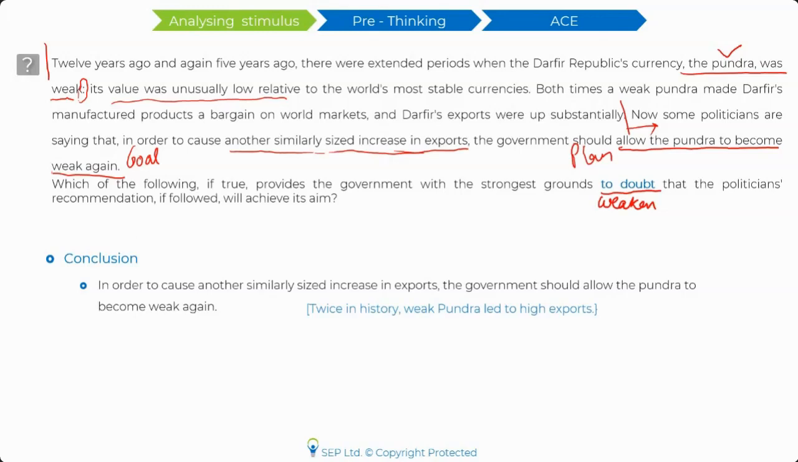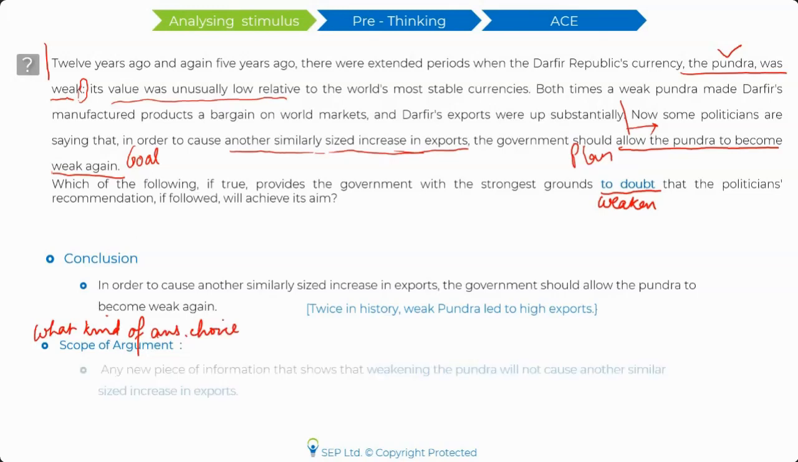That's based on that. And what is the scope of the argument? Like, what kind of answer choice are we looking for? So even if you're not able to pre-think, you can think like this. We are looking for any new piece of information that shows that weakening the Pundra will not cause another similar sized increase in exports, right?